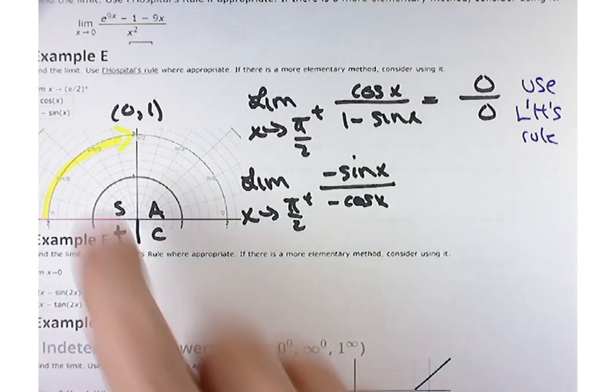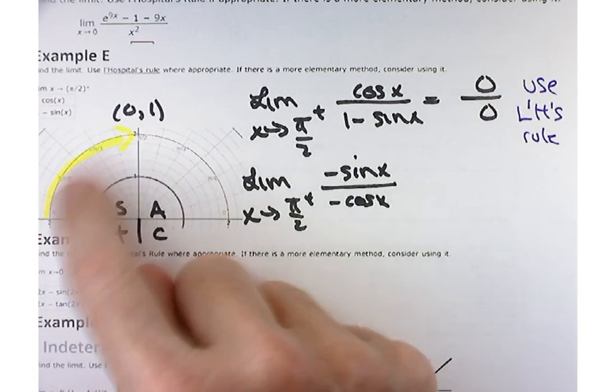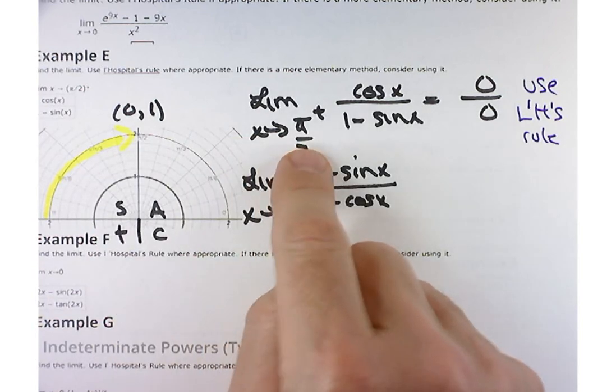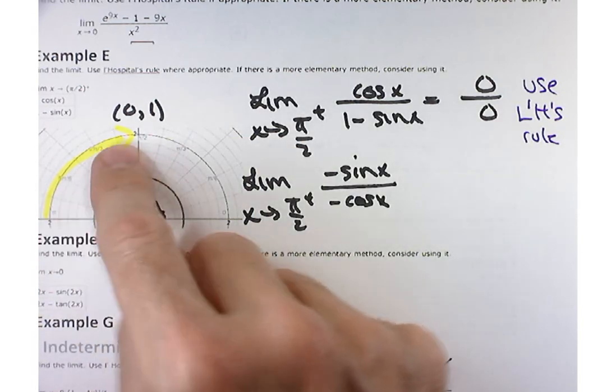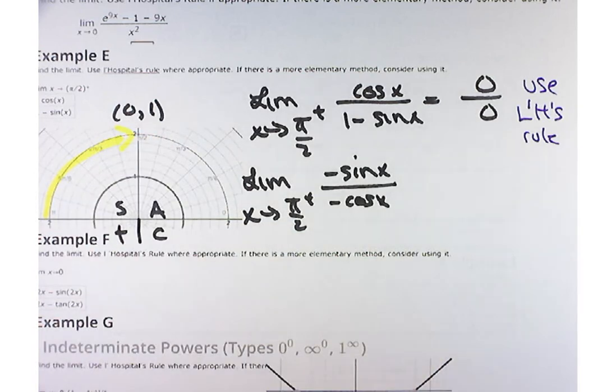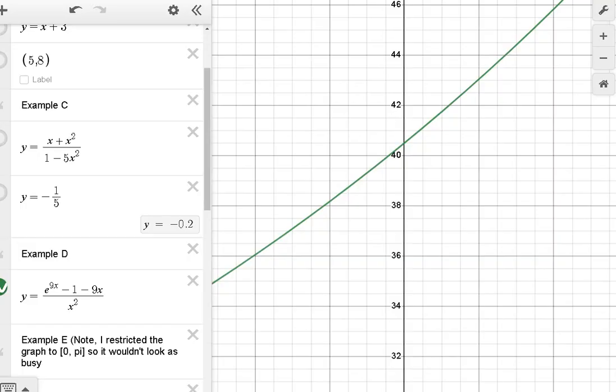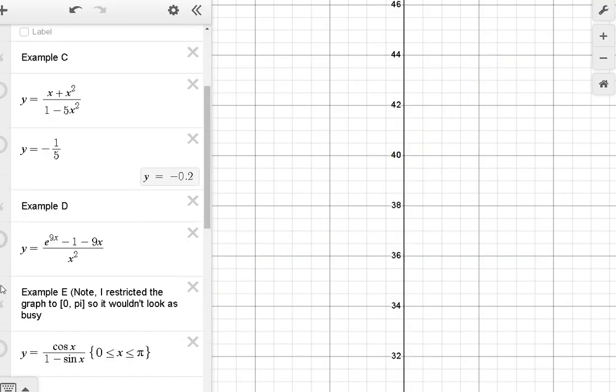But now you're approaching from the positive side or the larger side of pi over 2, so you're in the second quadrant getting closer to this. Where's sine going? Sine's going to 1, and cosine's going to 0. 1 divided by 0, that's not L'Hopital's rule anymore. 1 divided by 0 is going towards infinity. So let's actually take a look at the graph then. Does the graph kind of support that same idea here?